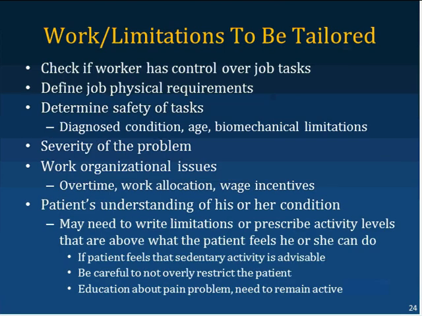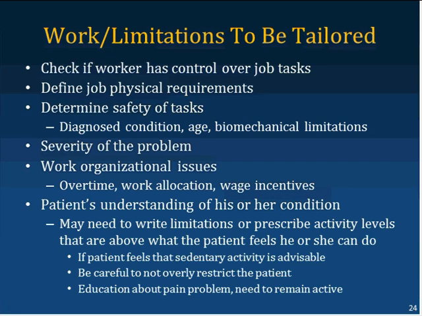So work limitations have to be tailored to the patient's job. You have to find out if the worker has control over job tasks and be more prescriptive if they don't. You have to define, and a lot of this is generic, basic job requirements and determine the safety of the tasks, which relates to the diagnosed condition and the patient's age. Unfortunately, muscles do get weaker as you age, which I don't like to admit, but it's true.